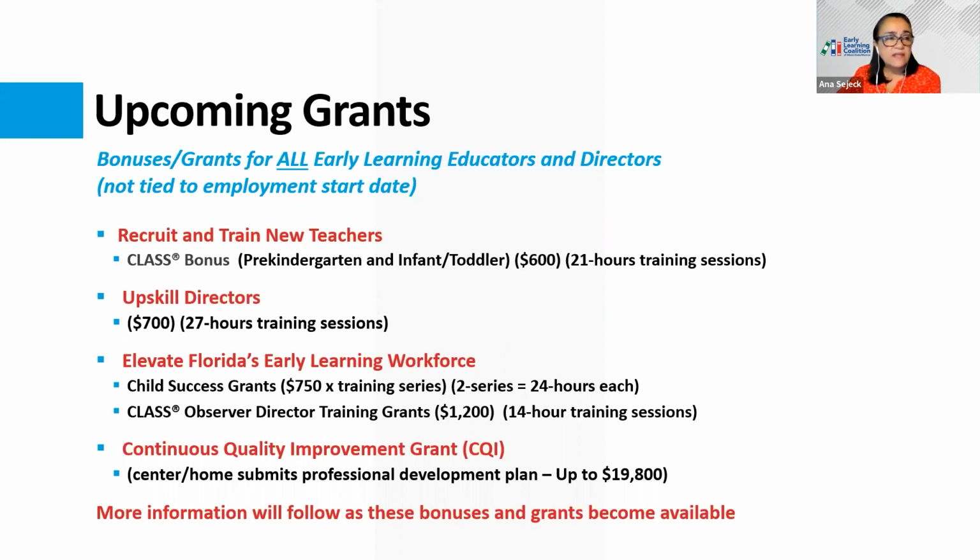The last is the Continuous Quality Improvement Grant. And this actually is something we've never seen before, which we're very excited about. This requires that the center or the family care home write a professional development plan for themselves and their staff. It must first be approved by a committee that we have established, and you could receive up to $19,800 to put that plan in place.